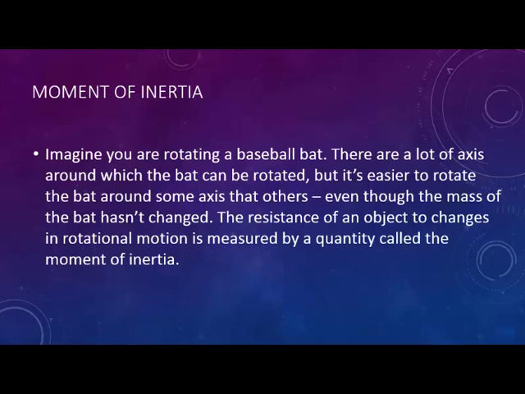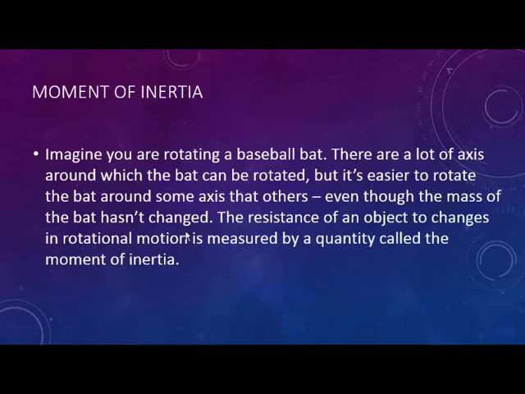So this first slide just talks about the fact that the ease with which you can make something rotate is going to be dependent on a couple of things. It's going to be dependent on the shape of the object, the mass of the object, but it's also going to be dependent on what axis you're trying to rotate that object around. We have a couple of different axes we could rotate a baseball bat around.